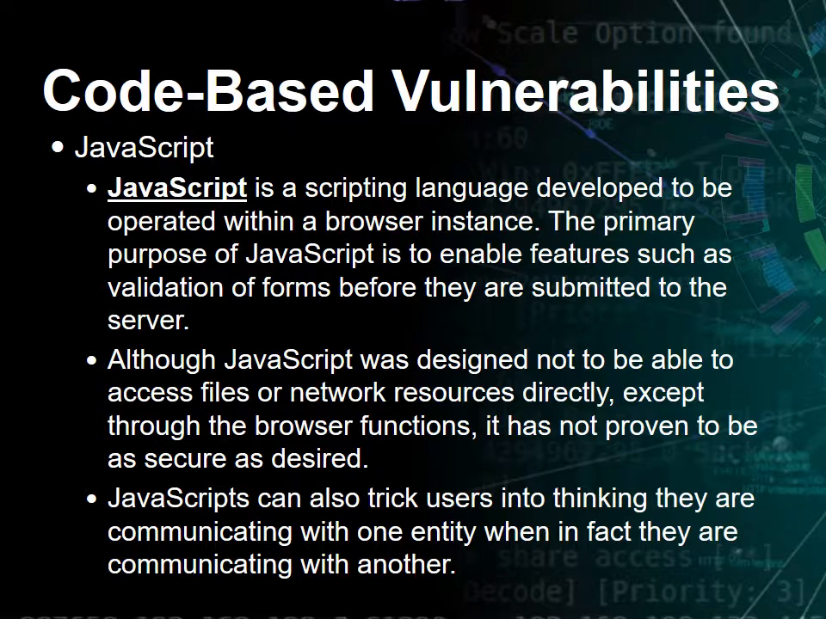JavaScript can also trick users into thinking they are communicating with one entity when in fact they are communicating with another. So JavaScript has been able to be used to access files on a system, and it's also been able to be used to create a sense of artificial intelligence or redirecting traffic from one intended site to an unintended site.